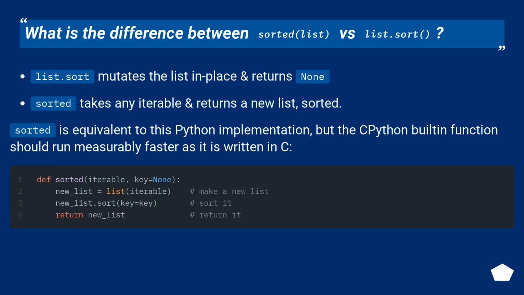What is the difference between sorted(list) versus list.sort()? list.sort() mutates the list in place and returns None. sorted() takes any iterable and returns a new list, sorted. sorted() is equivalent to this Python implementation, but the Python built-in function should run measurably faster as it is written in C.